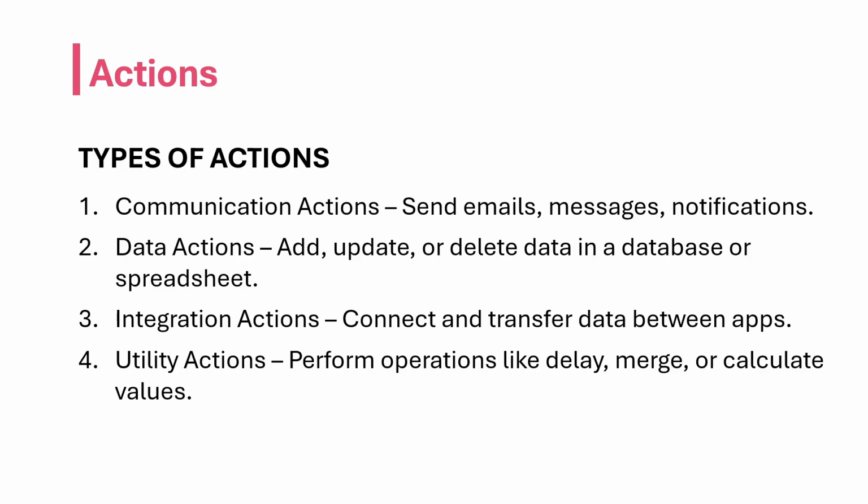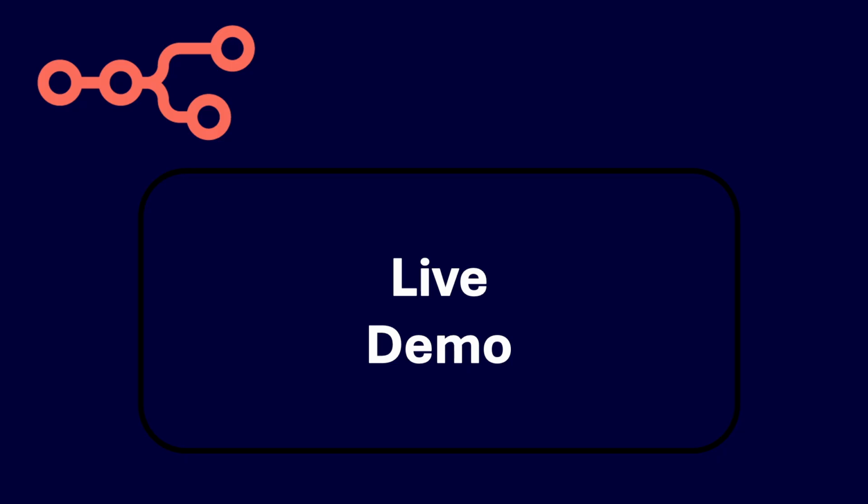Second, data action. This involves working with data, like adding, updating, or deleting records in a database or Google Sheet. Third, integration action. This connects platforms and transfers data between them, like sending data from Google Forms to Airtable. Fourth is utility action. It performs helpful operations, like adding delays, merging data, or performing calculations in your workflow. All these types help make your workflow smarter and more powerful, and combining them lets you automate almost anything. So basically, this was the theory portion, to let you know the terminology, types, and how it actually works. Now in the live demo, we're going to see how it actually works inside n8n.